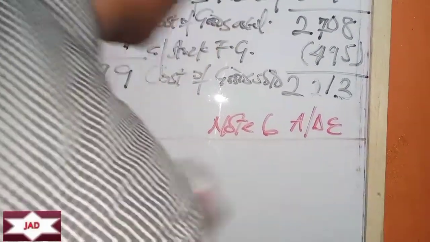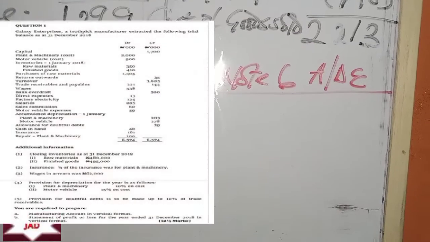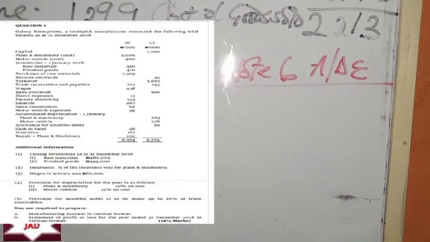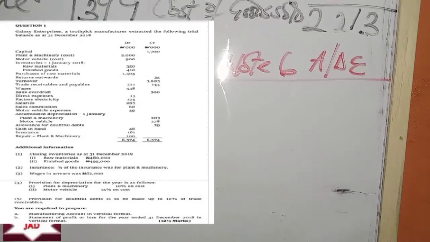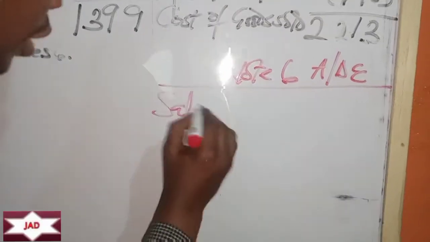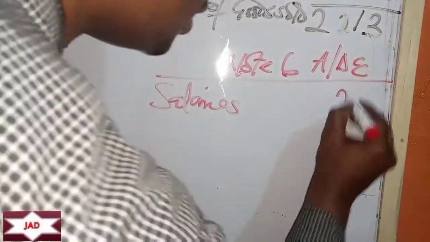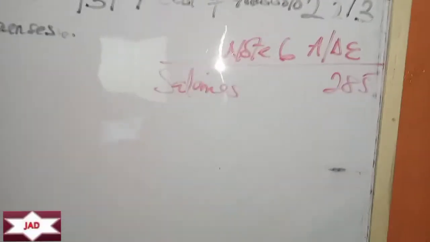Okay. So what's the first one there? According to the question, I can see what's the salaries. Salaries there is 285. But you have to be sure there's no additional information on that. So I've checked, there's no additional information.